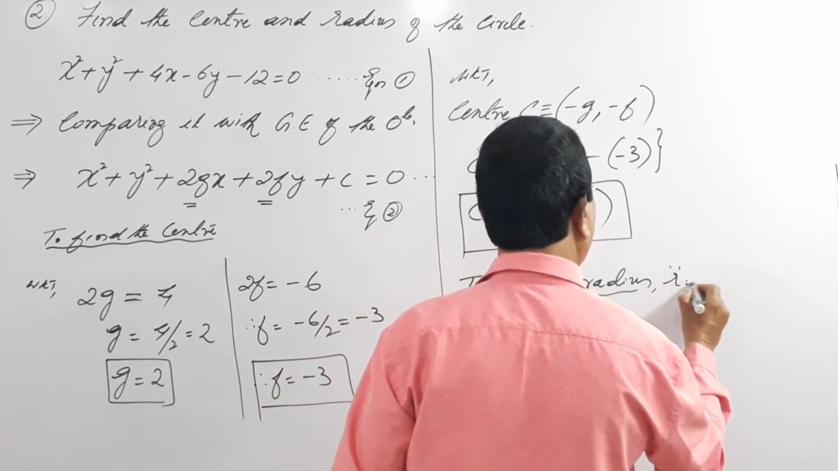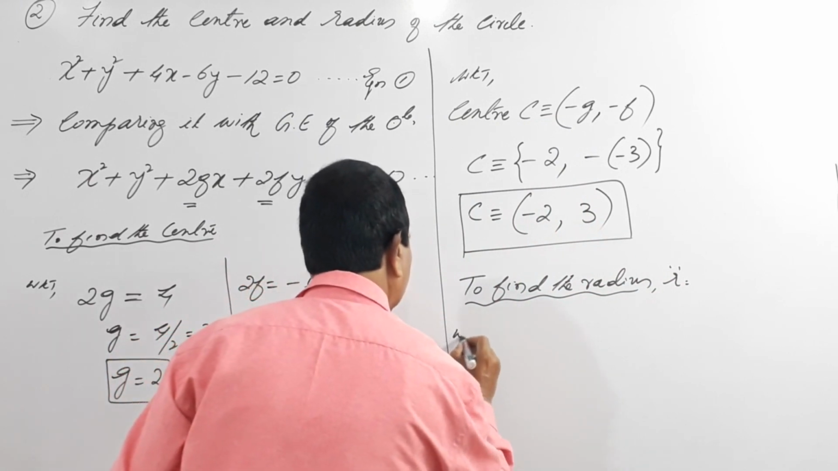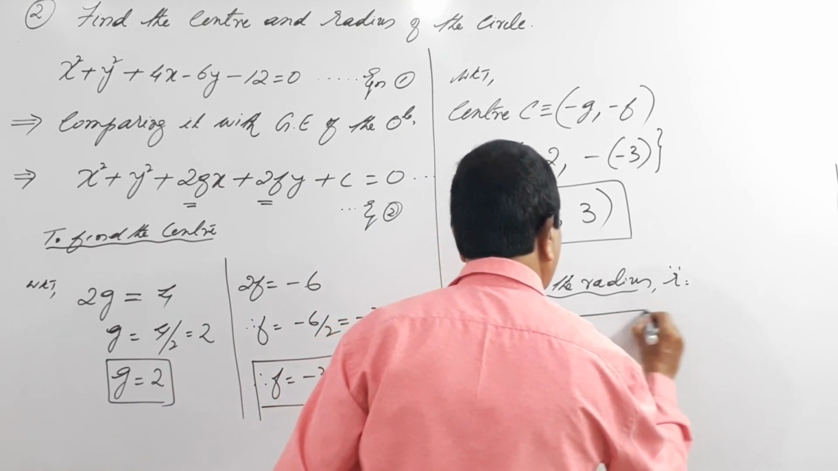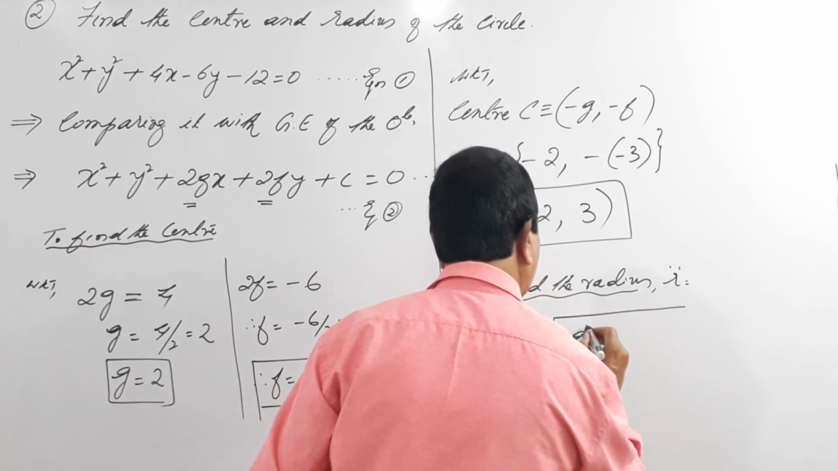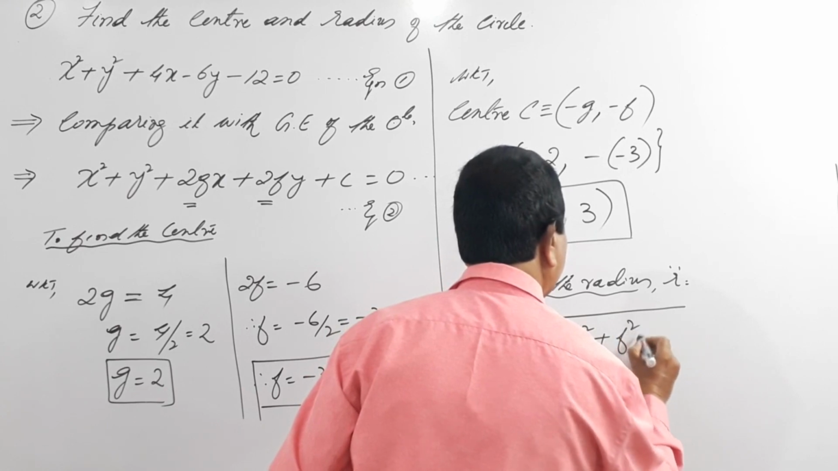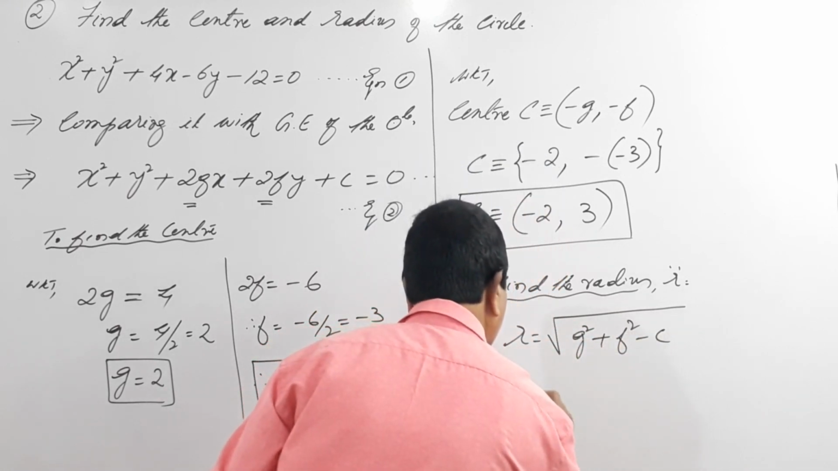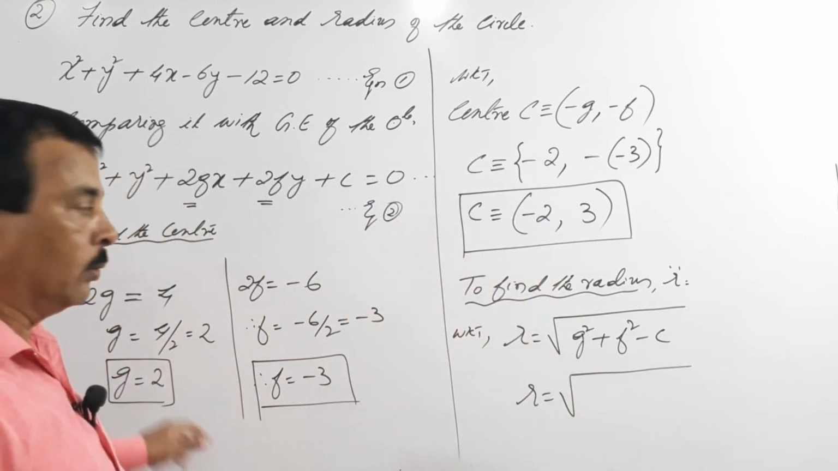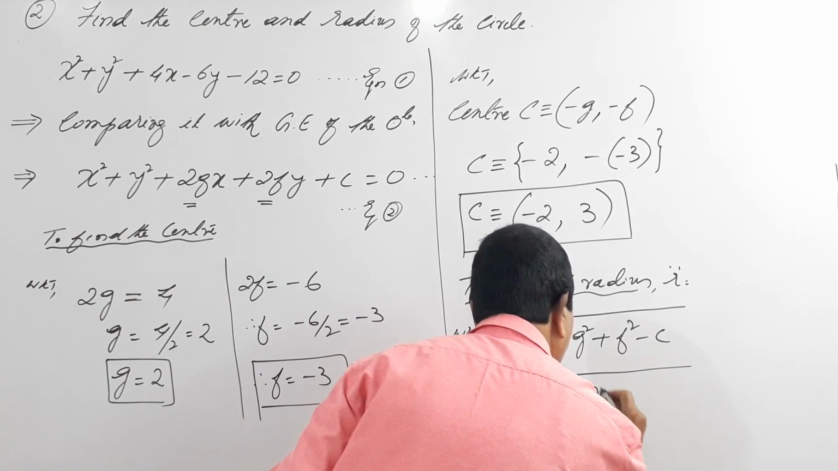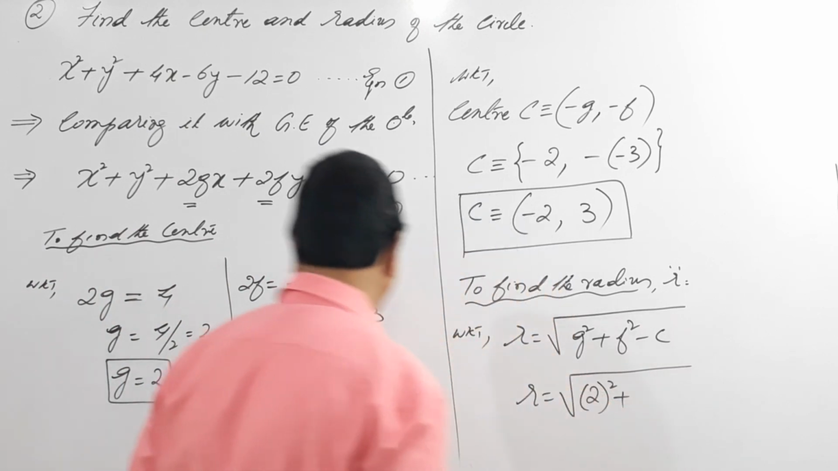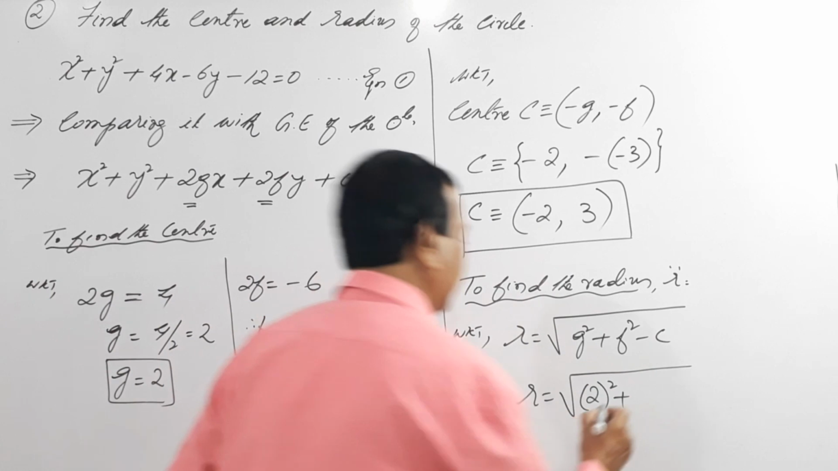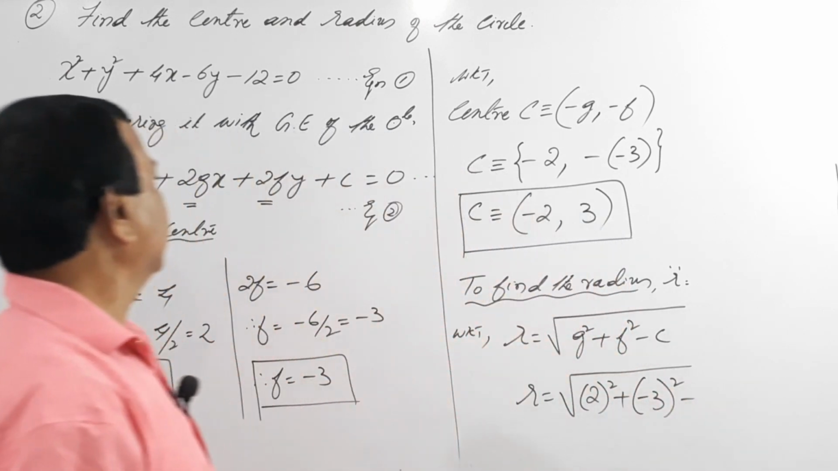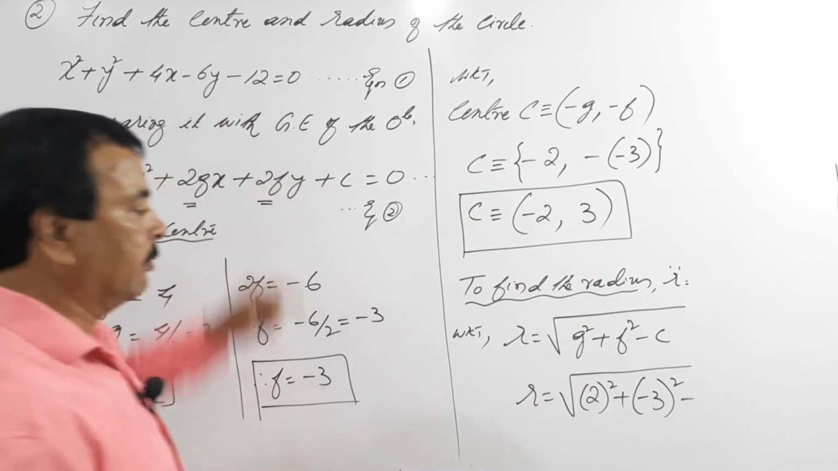R, we know that R equals the square root of g square plus f square minus c. This is a formula. So R equals the square root of, what is g? G is plus 2, that is 2 square, plus, what is f? F is minus 3, square, minus, what is c? What is the value of c? C is minus 12.